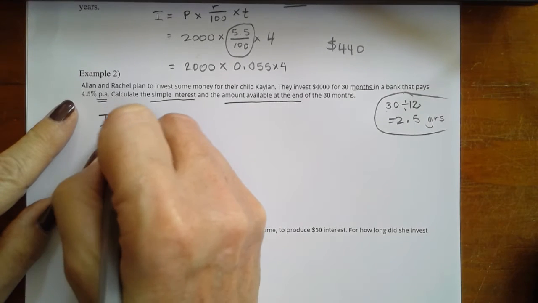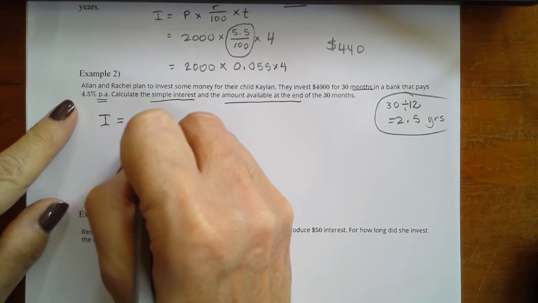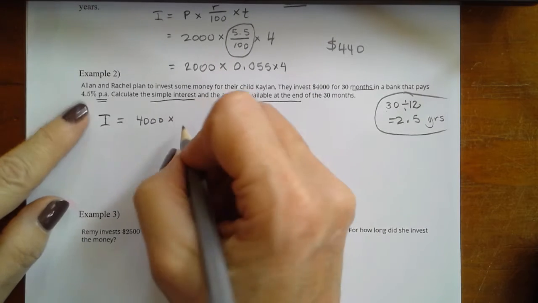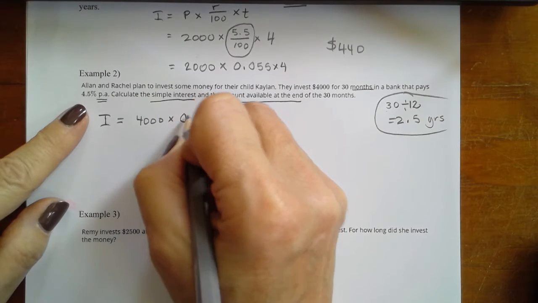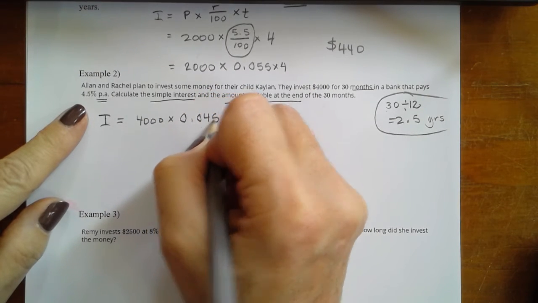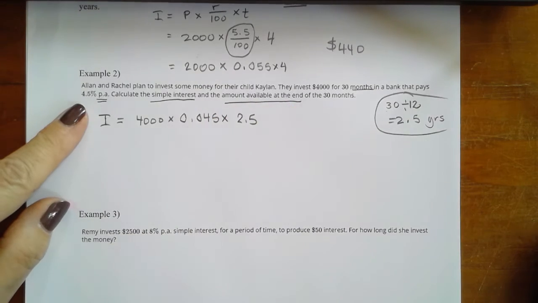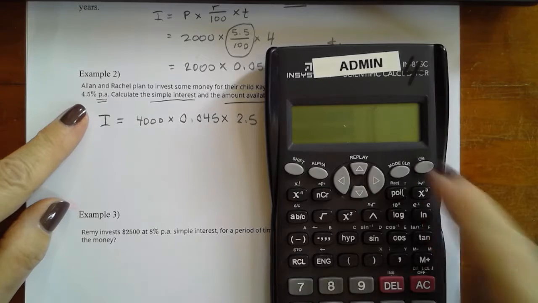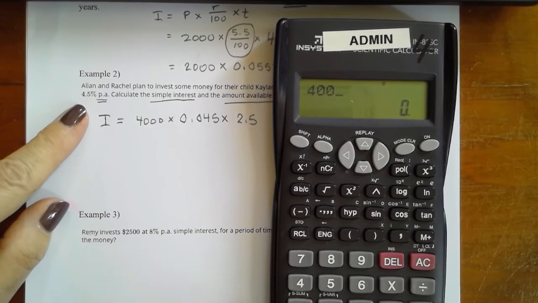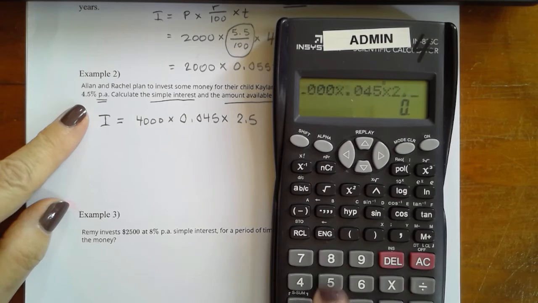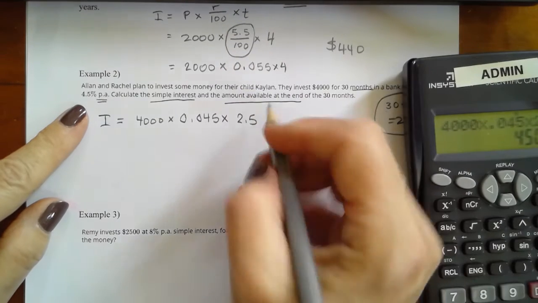And then I want to calculate the simple interest and the amount available at the end of 30 months. So the interest is principal times rate times time. Grab my calculator. All these things are calculator problems, and I go 4,000 times 0.045 times 2.5. That's $450.